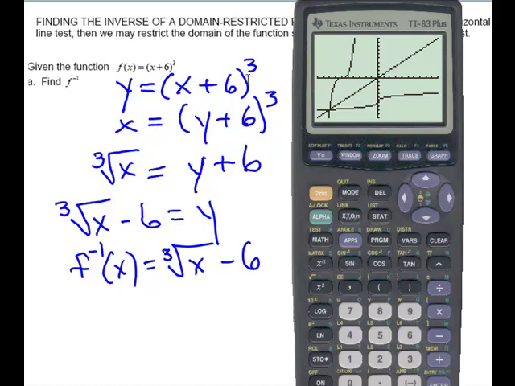So that's what you expect because the domain and the range just switch. So your domain from here, all reals, becomes your range for your inverse function, and your range here becomes your domain of the other one.